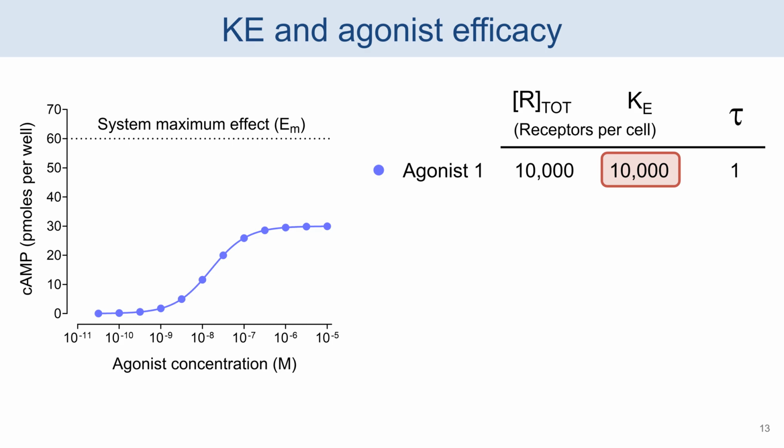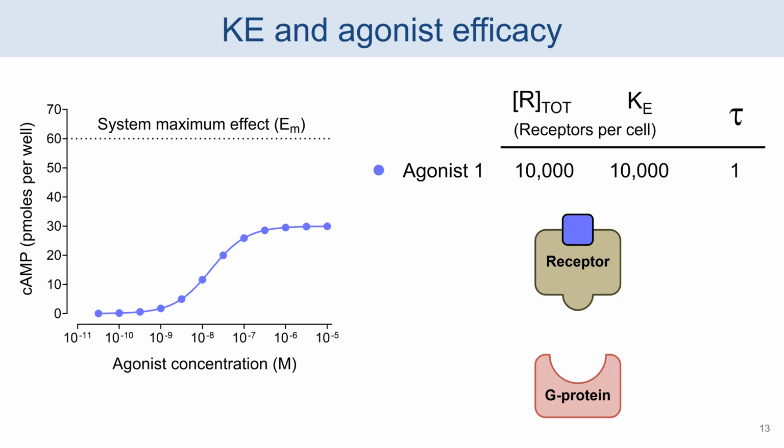Ke is the concentration of agonist receptor complex required to produce 50% of the system maximum effect. For agonist 1 here, the Ke value is 10,000 receptors per cell. This means we need to occupy all the receptors with the agonist to get to 50% of the system maximum effect.